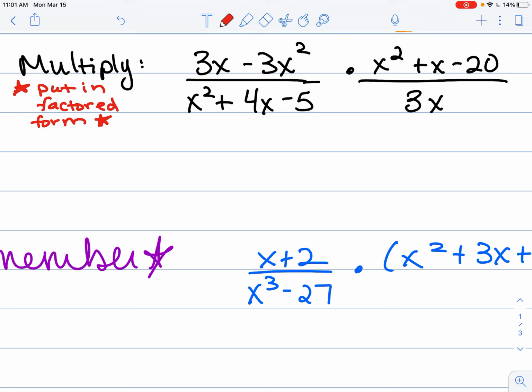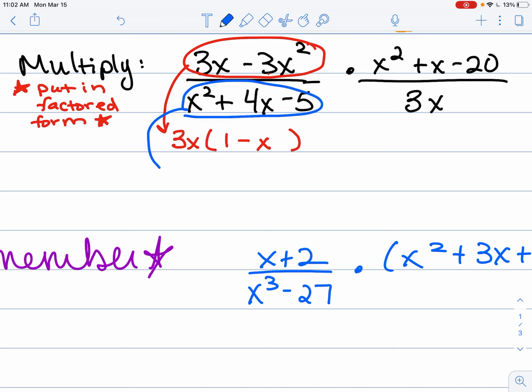Okay, so let's go ahead and factor this right here. I'm gonna put it right here. So I know 3x and 3x squared both have a 3x in common. So if I pull out that 3x, I'm gonna get 1 minus x, okay? And that's because if I multiply 3x times 1, I get 3x again, and 3x times negative x gives me a negative 3x squared. So that's factored. Let's factor the denominator here.